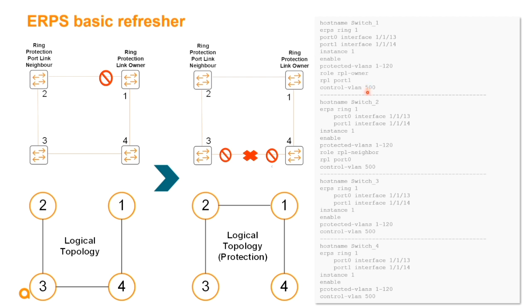And then switch 2, which is the RPL neighbor, is defined slightly differently, where we actually define it as having an RPL neighbor role. The remainder of the switches have very basic configuration, where they have just defined their ports and the instance, and the same for switch 4. So let's move on to the next feature.